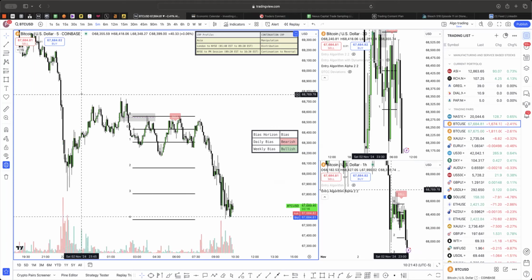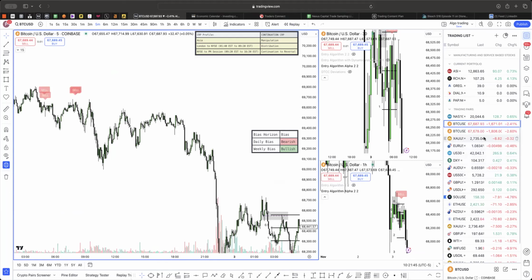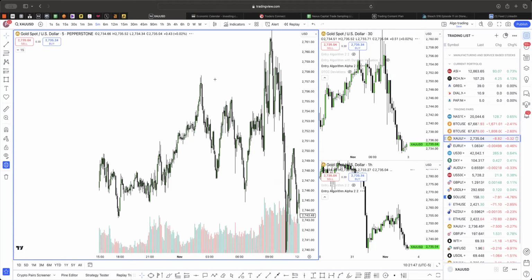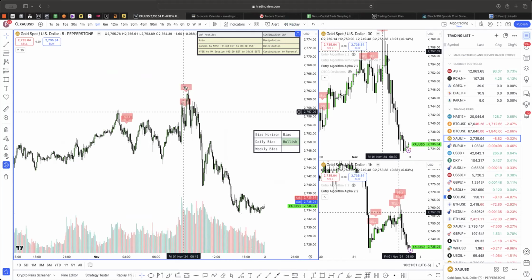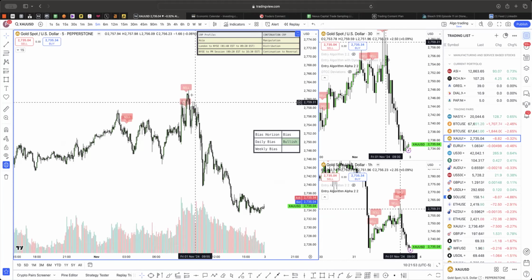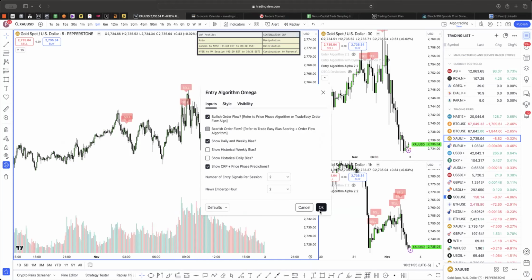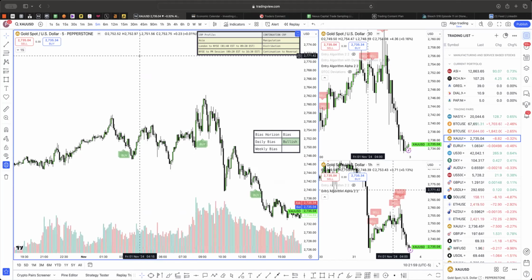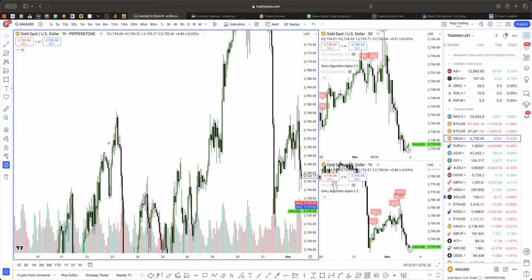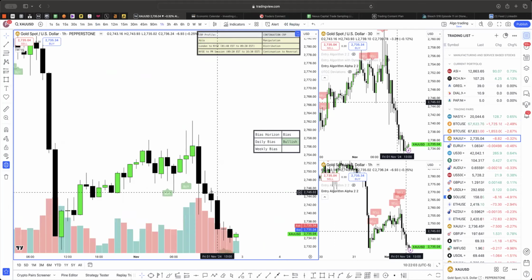So for instance, on Friday, on gold, the bias was bullish. And after the news driver, we just started going down. But that doesn't matter. Here's why. Now, if I switch this to bullish and go to the 1 hour chart, because you're supposed to be viewing these signals on the 1 hour chart, right?